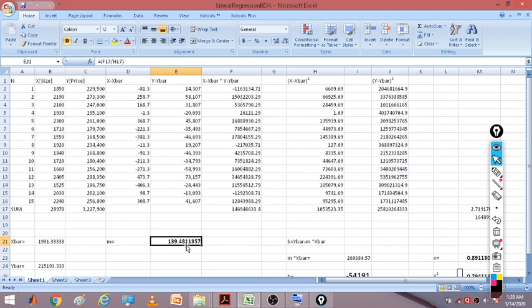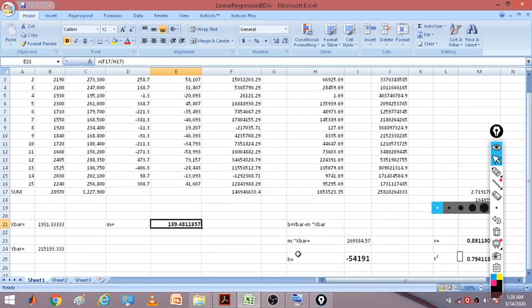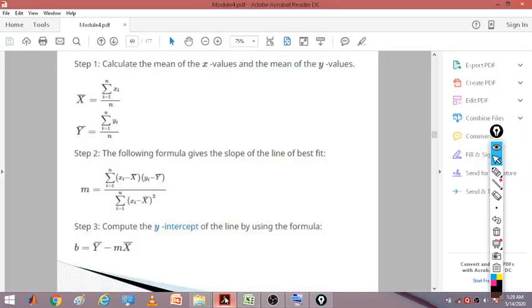Now we want to find the intercept b. Intercept b is equal to y bar minus m into x bar. So m is this value, x bar is this value, so you get m into x bar as this value. Then the intercept b is obtained as y bar, this value, minus this value, and we get minus 541.